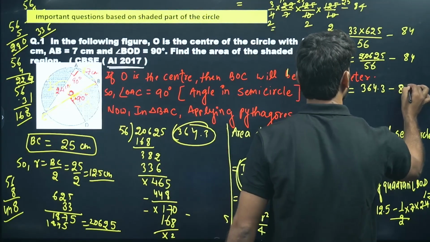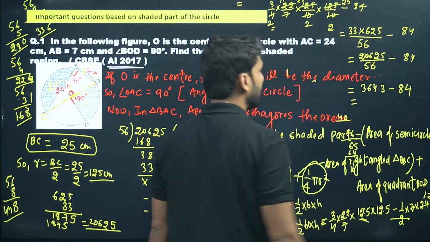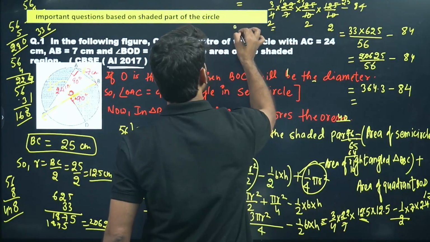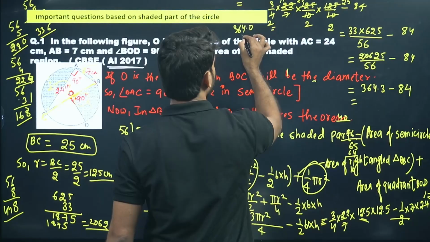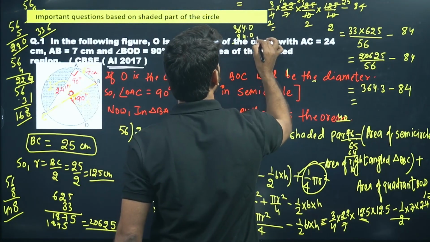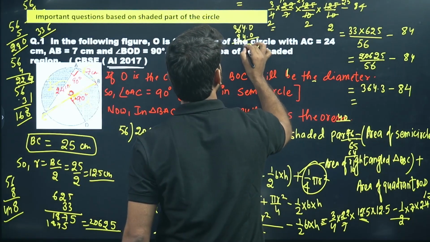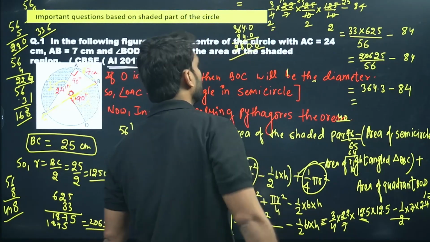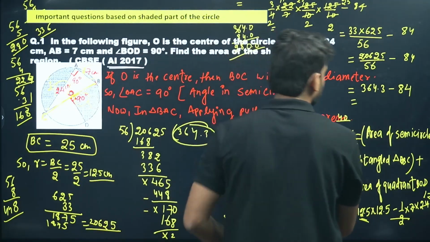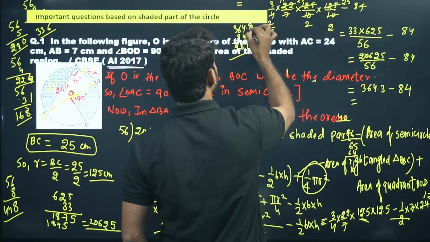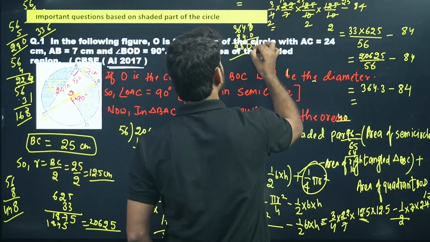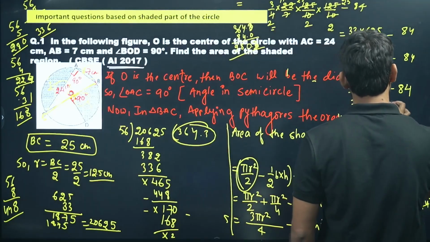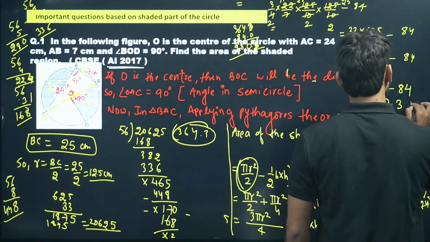364.3 minus 84. So what will be the result? Final result. So kindly subtract it. 364.0 minus 84.0. 0, 8, 280. Right? 280. Oh, sorry, 364.3. That was 3 here. So I can write here 3. So 280.3, right? 280.3 centimeter square.